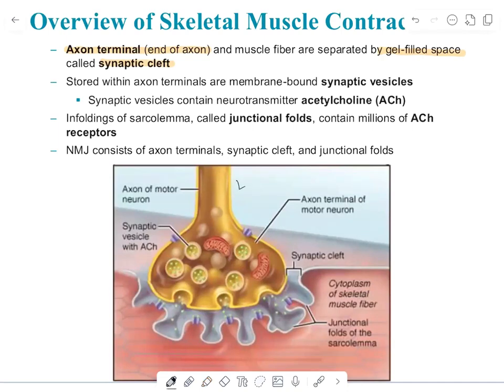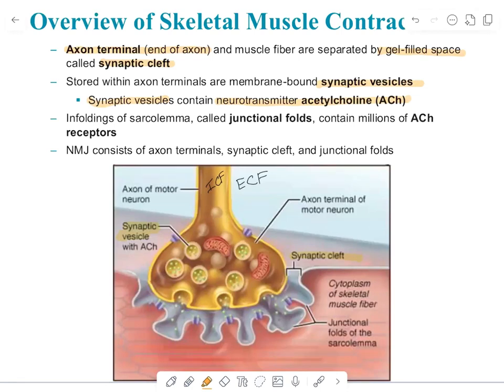This is the extracellular fluid around the axon. This is the intracellular fluid. So the synaptic cleft would also be extracellular fluid. Within the axon terminals are synaptic vesicles. These synaptic vesicles are essentially blobs, to put it in common language. The synaptic vesicle contains this neurotransmitter called acetylcholine.